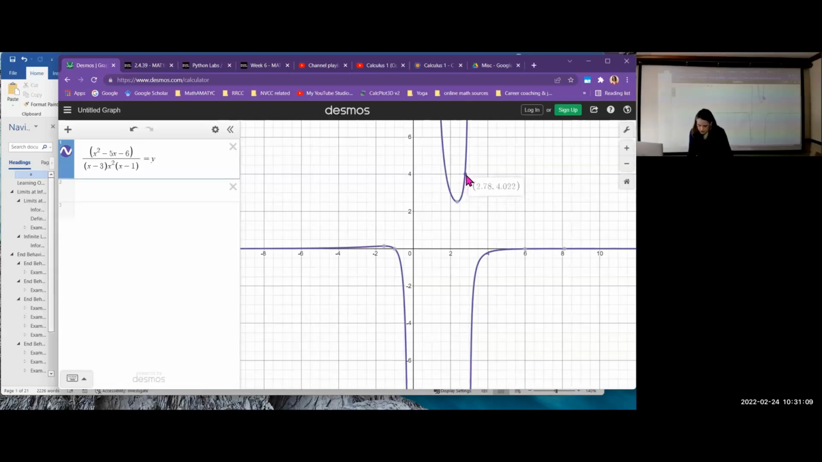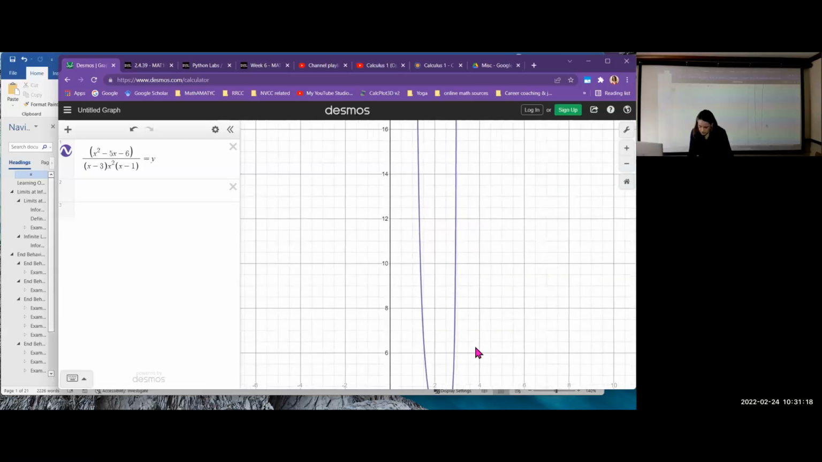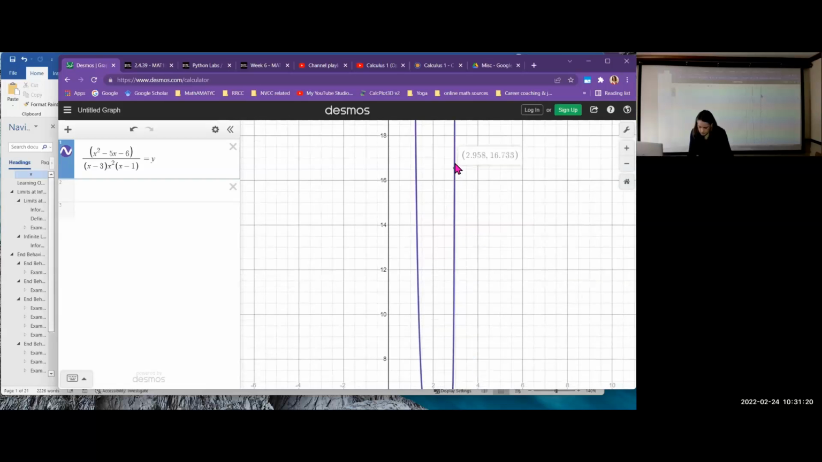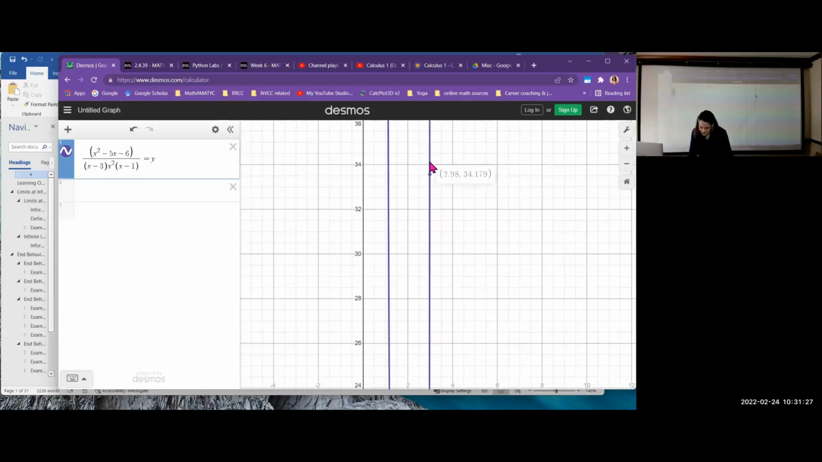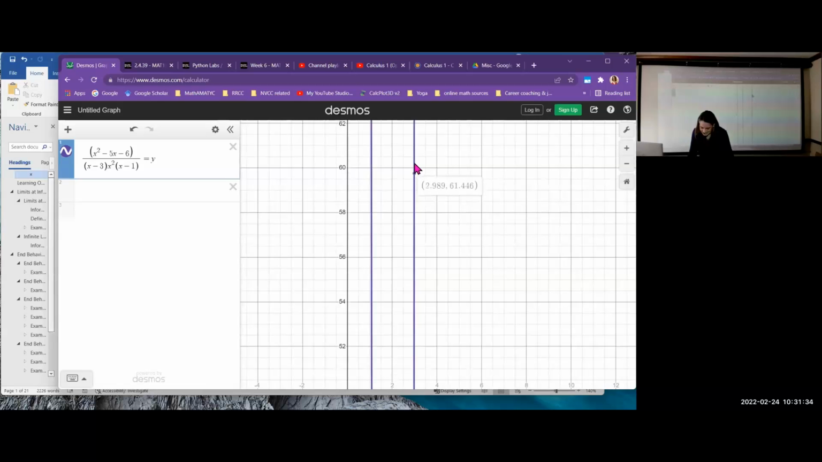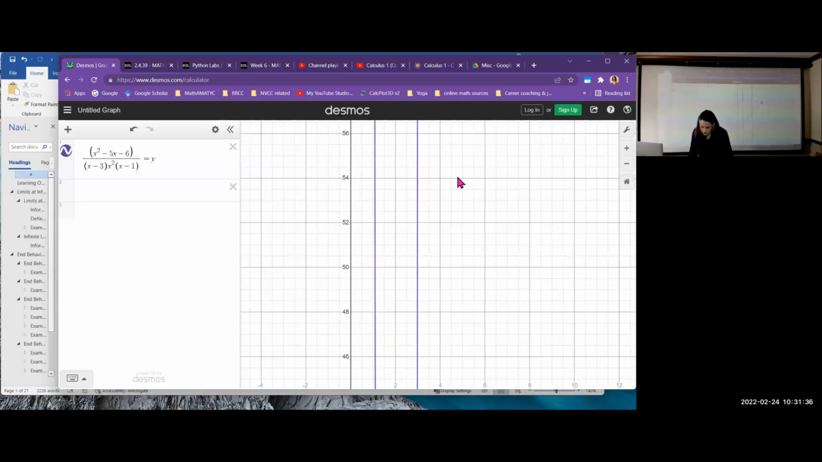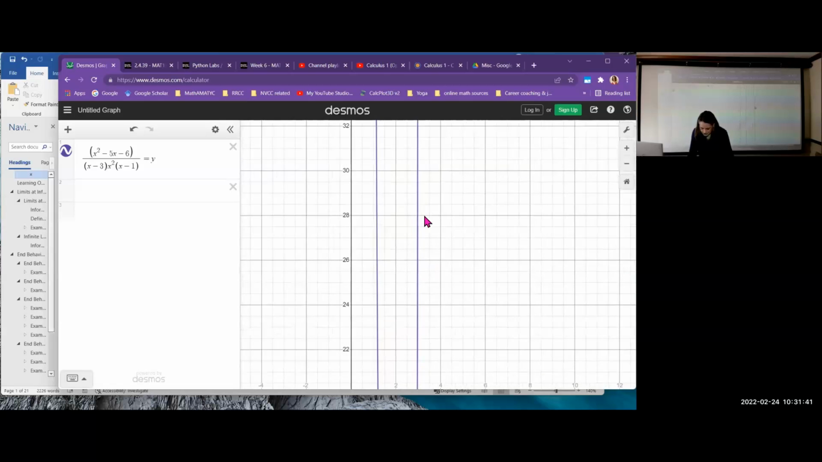Let me see if I can find 3. Where's 3? I may have to come down. Where is 3? Wow, it's like way up here. Still haven't gotten to 3. Dadgummit, where's 3? Okay, I can't get to 3. All right, well, you're just going to have to trust me. There's a hole up there at 3.